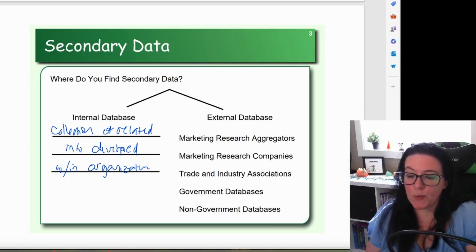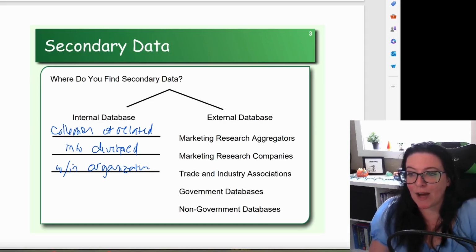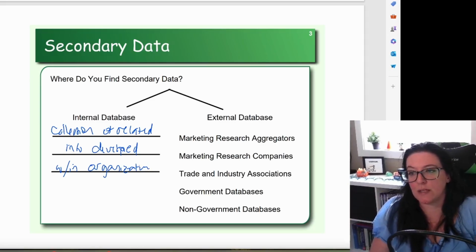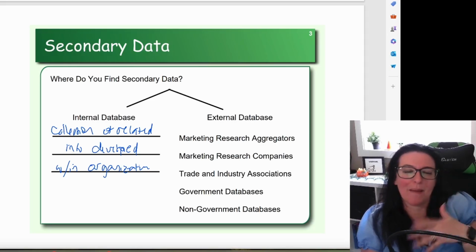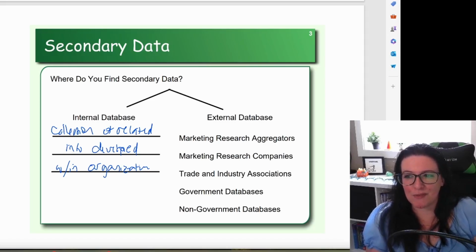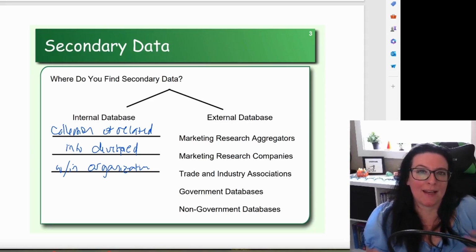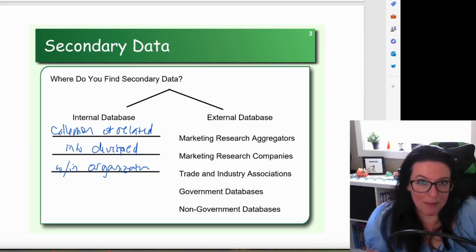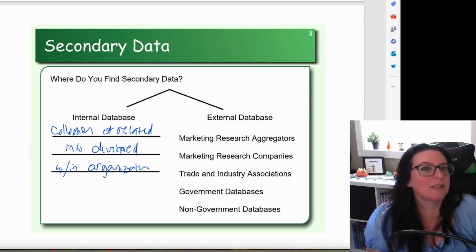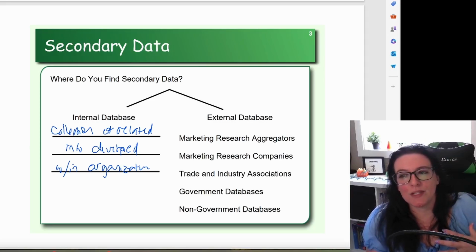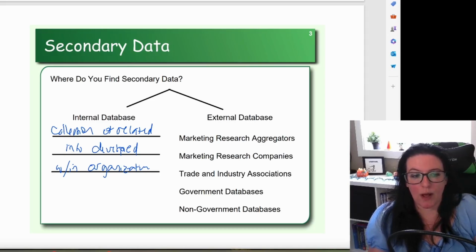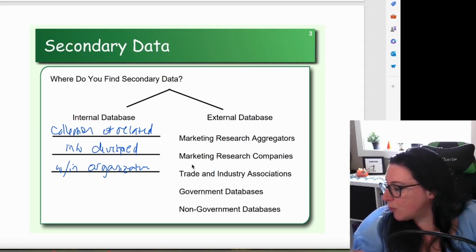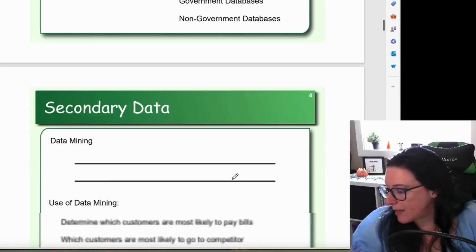External databases: we can get information from marketing research aggregators. So they pull information from lots of different sources. There are companies that do research, right? And so we can buy the results of their research projects. There might be trade and industry associations that are providing information about trends. There are government databases, as I said, like in the US. If the government funds part of your research, then that data becomes available. And then there are non-government databases as well. So over the next videos, we'll look at these different external databases.